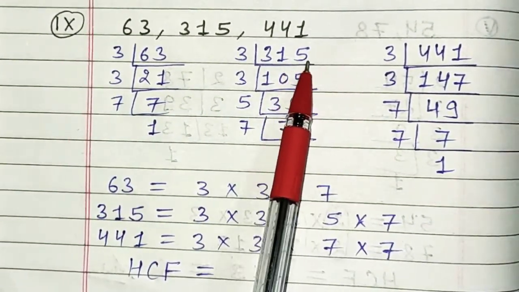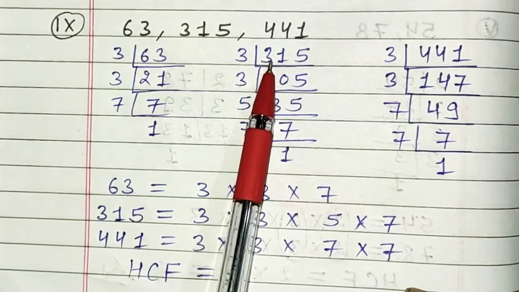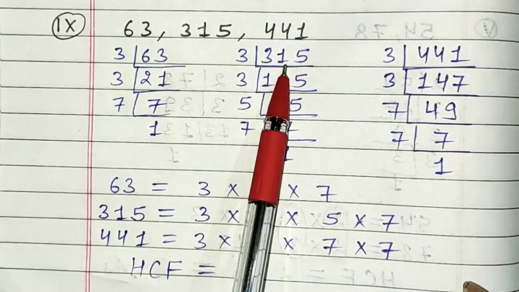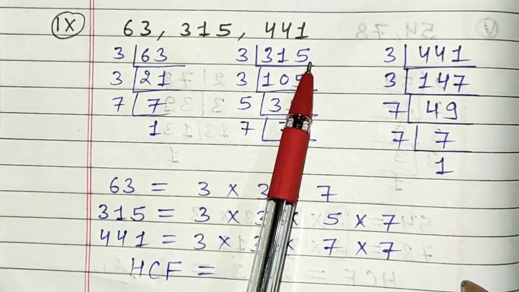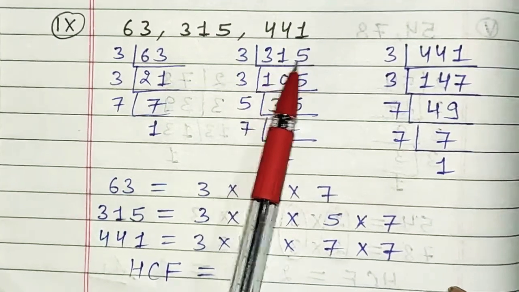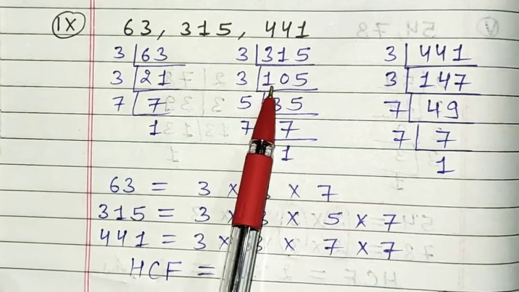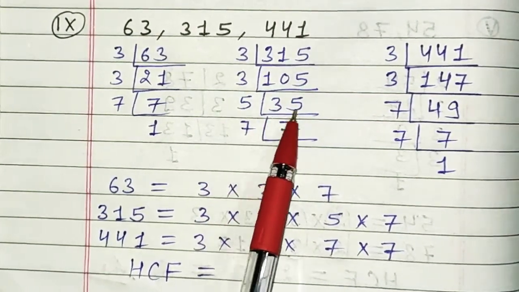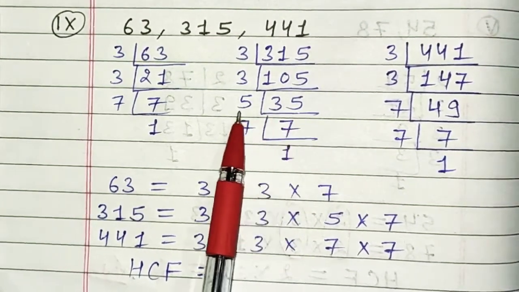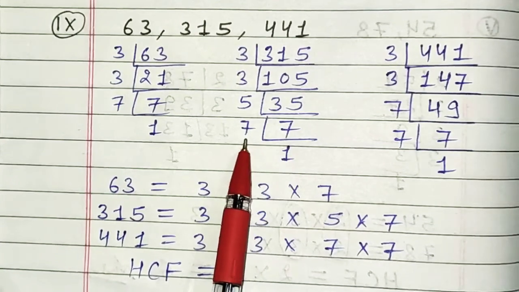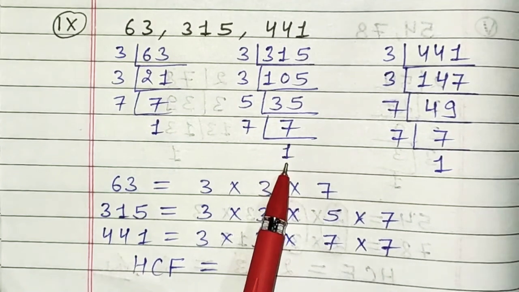315, again 5 is here, which is an odd number, so this number cannot be divided by 2. Just add these numbers, 3 and 1 will be 4, and 4 and 5 will become 9. Okay, so 9, that means it can be divided by 3. So when you divide this 315 by 3, you will get 105 in the quotient, and 105 you can divide by 3, you will get 35 in the quotient. Now 35, you can divide this 35 by 5, you will get 7 in the quotient, and 7 is a prime number which can only be divided by 7, so you will get 1.